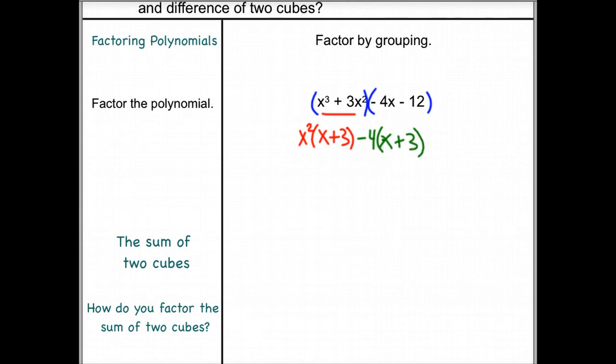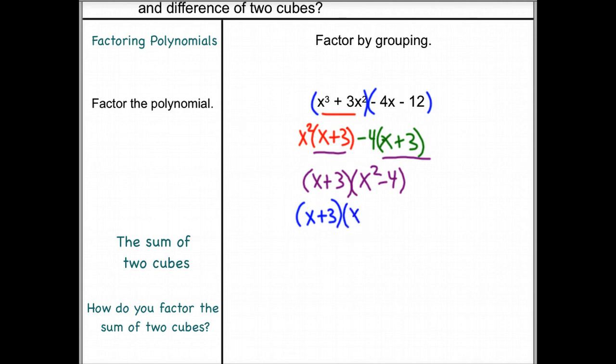So now if you notice, we have the x plus 3 and the x plus 3. So we can pull that out, x plus 3. Then we have x squared minus 4. And I want you to notice something about this x squared minus 4. So I'm going to rewrite this x plus 3. And you can rewrite x squared minus 4 as x minus 2 times x plus 2. So this would be your final answer here.